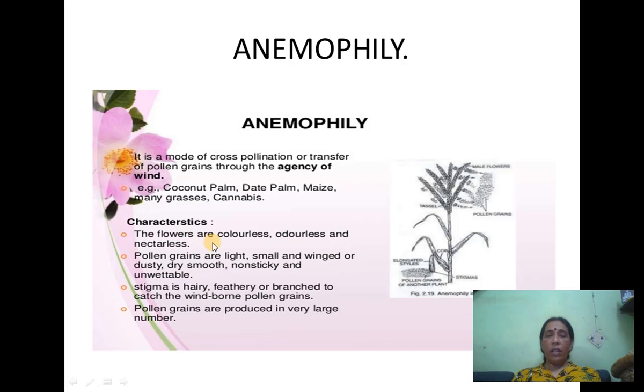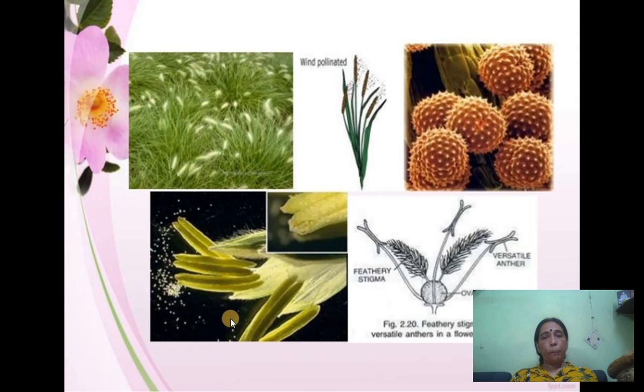The flowers are colorless, odorless, and nectarless. Pollen grains are very light, small, and winged or dusty, dry, smooth, non-sticky, and unwettable. The stigma is hairy, feathery, or branched to catch the wind-borne pollen grains, and pollen grains are produced in very large numbers. You can observe this in the picture. These are grasses and coconut palm, having feathery stigma to catch the wind-pollinated anthers.